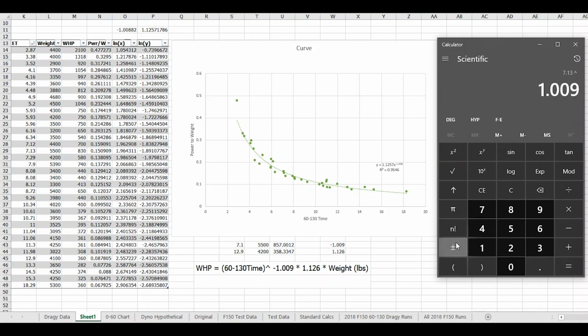1.009, and then press this plus minus button here to make it negative, and then multiply that by 1.126, and then multiply again and take it times the weight of the vehicle when I made that test, which was 5,500 pounds, and it comes out to 853 horsepower. And when I made that run, I was making around 830 to 835 wheel horsepower, corrected to SAE standard.